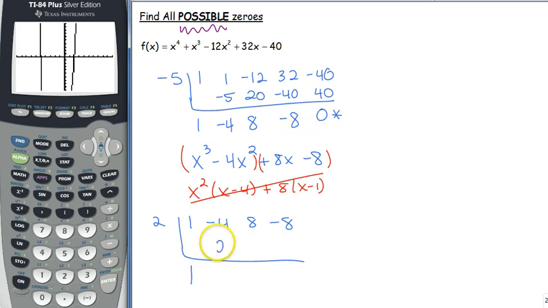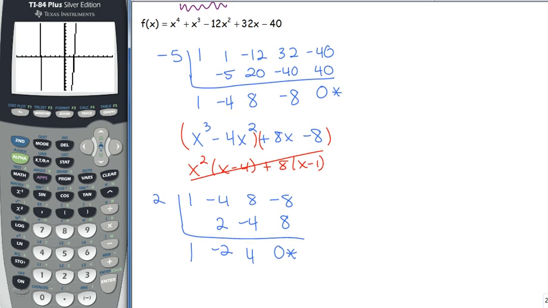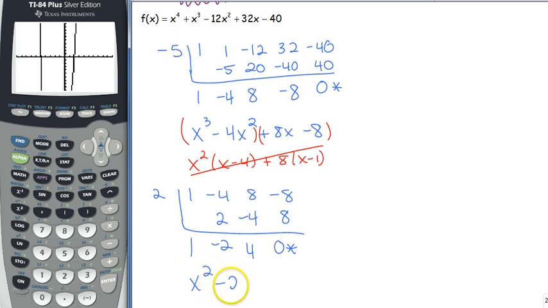Pull down the 1, multiply to get 2, add to get -2, multiply to get a -4, add to get a +4, multiply to get a +8, which leaves again a remainder of 0, which means that 2 is a solution. This leaves us with x squared minus 2x plus 4. So we're looking for 2 numbers that multiply to 4 and add to a -2. Well, there are no 2 numbers that multiply to 4 and add to a -2. So at this point we're going to stop and we're going to go ahead and go into factored form.